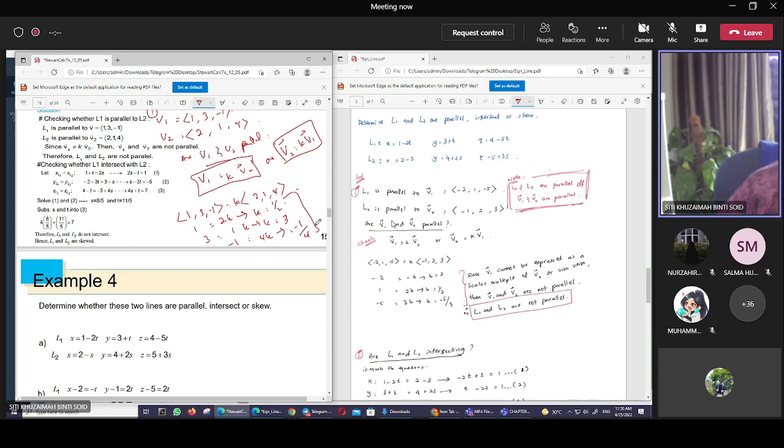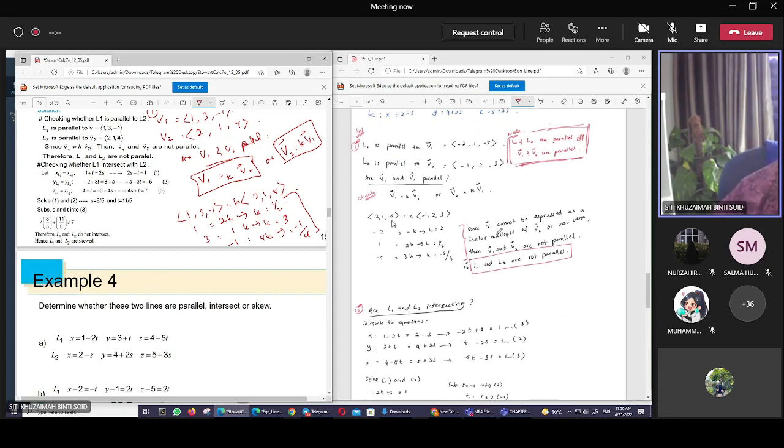So we say, since V1 cannot be expressed as a scalar multiple of V2 or vice versa, then V1 and V2 are not parallel. And due to that, when V1 and V2 are not parallel, only then can we conclude that L1 and L2 are not parallel. Okay? Do you understand, Iwan? Okay, understood, thank you.